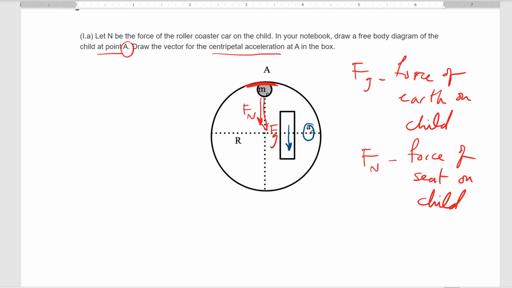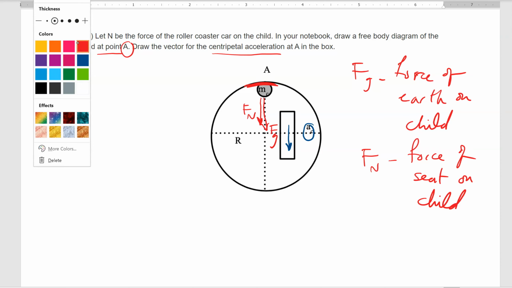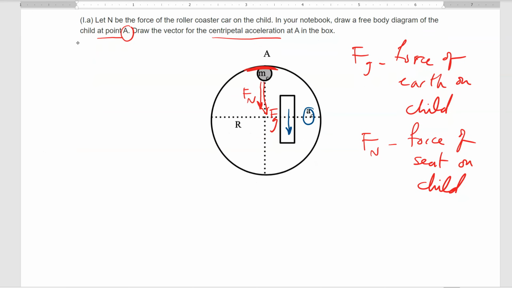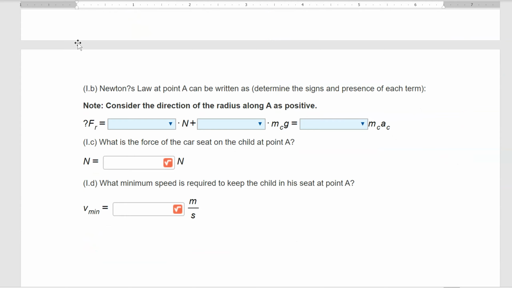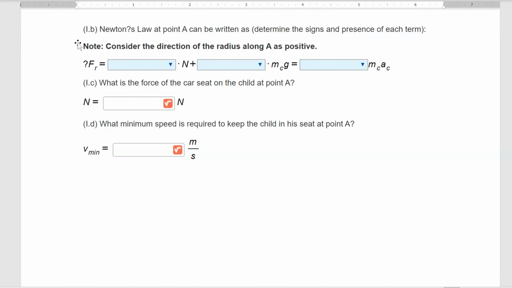So we're going to carry this forward, so take a snapshot image of this free body diagram that we're going to use in our solution over here. So I'm going to redraw that free body diagram here. Here is Fn, here is Fg, and it doesn't matter which one is bigger than the other. They're telling us the radial direction towards the center is positive, so that's how you can consider the direction of the radius along A. So basically toward the center is the positive direction.